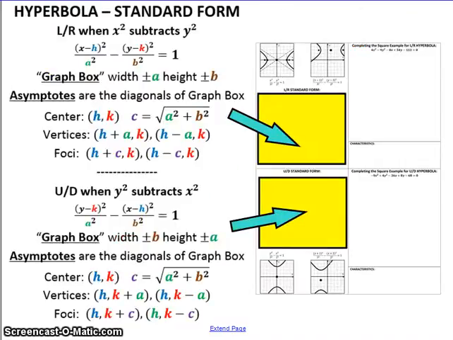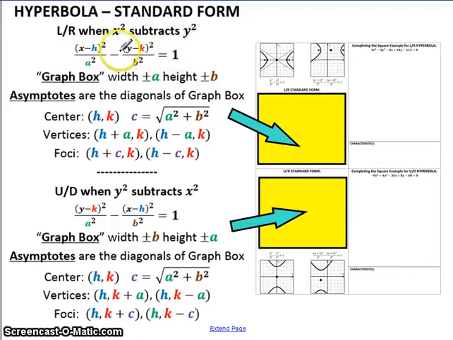So here are all the characteristics for the standard form for the hyperbola. I want to point out just a couple things. There's a lot of similarities in the way things look with the ellipses. In fact, we're going to use a lot of the same techniques for graphing the hyperbolas as we did with the ellipse. The equations have a minus sign instead of a plus sign, and if you have a standard form equation, that's the easiest way to tell whether you have an ellipse or a hyperbola.